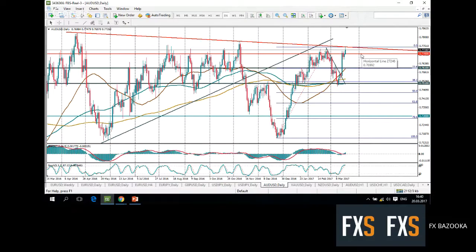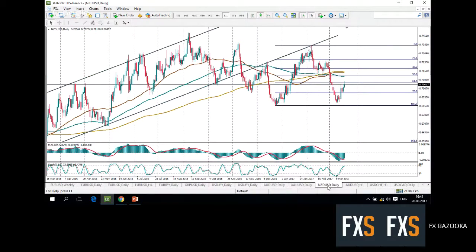Support is located at 0.7610, so this is the level we can expect some buying positions. And all in all, I think that in the coming days here, we'll see some consolidation in Australian dollar, US dollar.